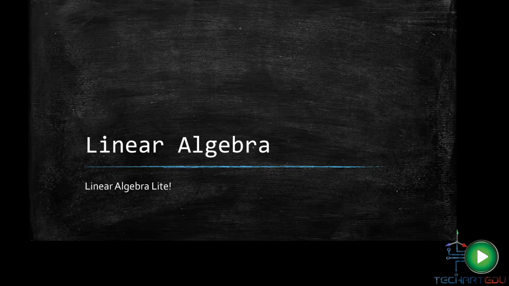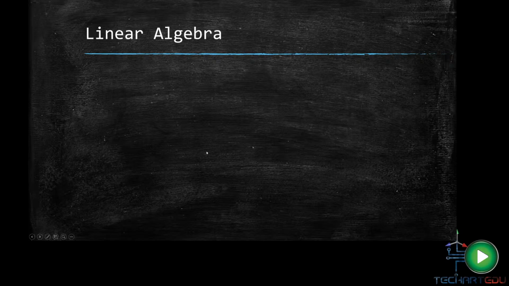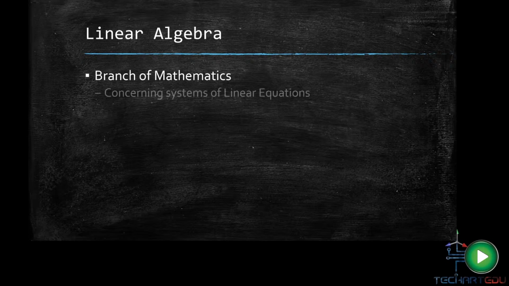All right. So I call this linear algebra light because, as I mentioned before, linear algebra is a big topic, and it's kind of a consuming topic, but we wouldn't be able to do computer graphics without it. So what is linear algebra? Anyway, it is a branch of mathematics concerning a system of linear equations.